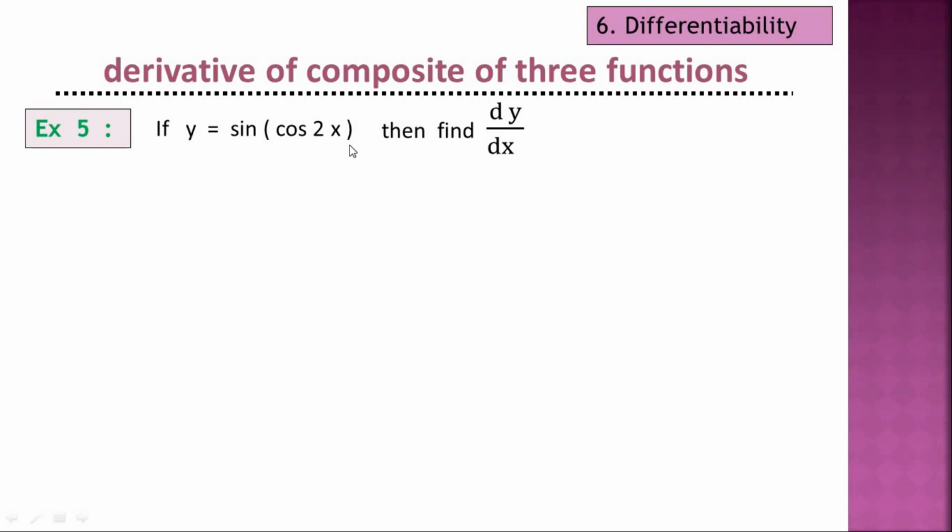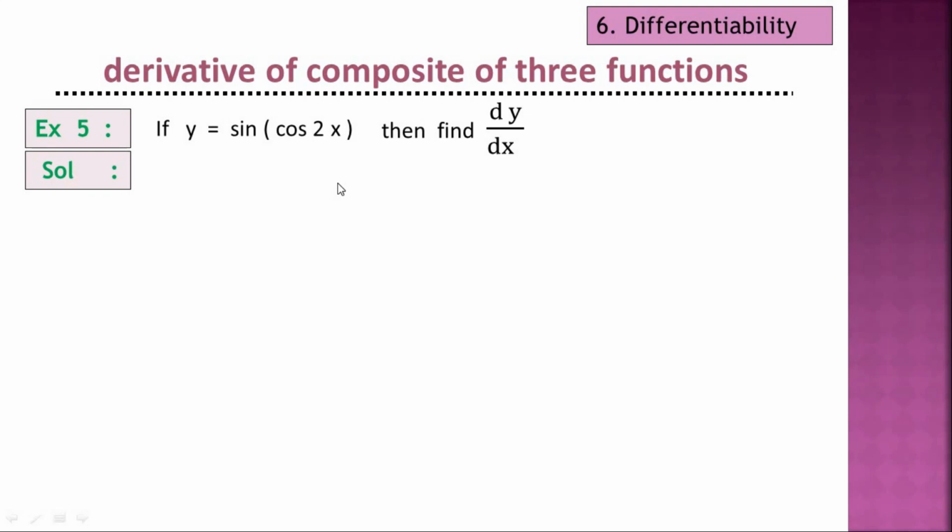That means cos 2x becomes the g function, sine of g. Now this g is not a standard function. This is again composite, cos of 2x. That means this 2x I now take as h, cos of h. That is g of h. So this is f, this is g, and this is h. So one by one you differentiate the functions. That is the derivative of the y function.